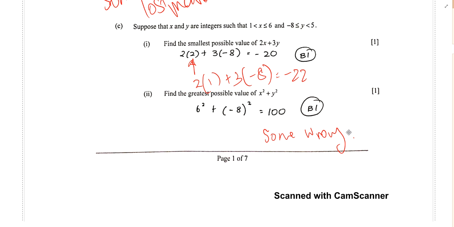Some of you just chose 25. 5 squared is 25. But you forgot that, hey, actually I can choose negative 8. I square it, I get 64. Isn't that a bigger value? Should get 100. Any questions? No.